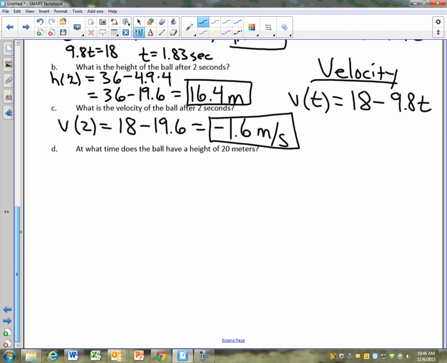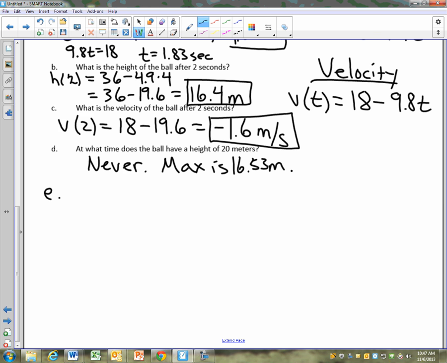At what time does the ball have a height of 20 meters? Which one, the top or the bottom? The velocity function or the position function? I take the position function. Very good. Well, if we were to solve for it, we would get an imaginary solution. I want you to understand what that would mean. As long as you understand you get an imaginary solution, that's fine. We would take the height function, set it equal to 20, and use the quadratic formula.